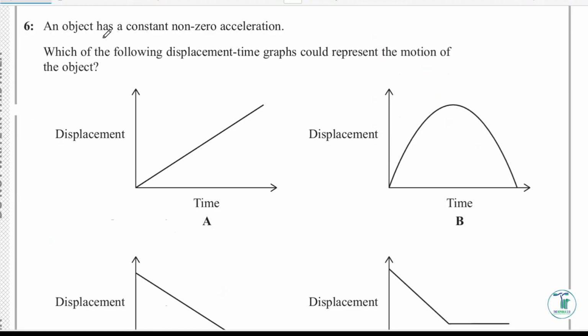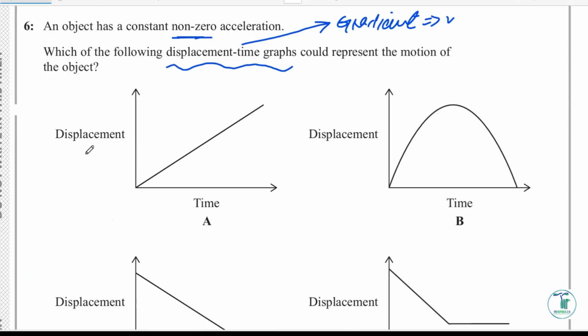Now you've got this question number 6. An object has a constant non-zero acceleration. Which of the following displacement time graphs could represent the motion of an object? First of all, for this question, you must know how you talk about the displacement time graph. Remember that on a displacement time graph, you can calculate the velocity by calculating the gradient. The gradient would get you the velocity.